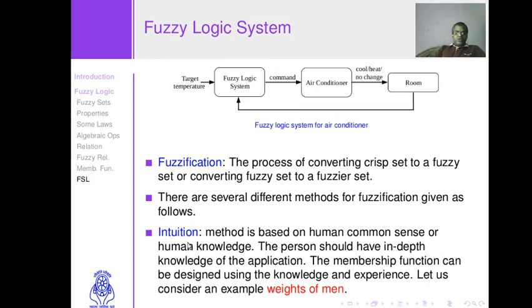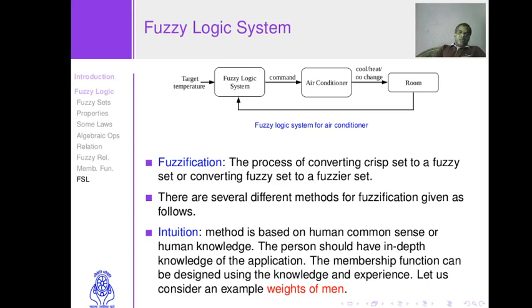One such method is intuition. That is, we convert crisp values to fuzzy values based on our intuition. Here by intuition we mean knowledge. The knowledge we have, which is known as human common sense, is used to decide whether a particular crisp value, in the case of an air conditioner a particular temperature, is low or high or normal. Low, high and normal are the fuzzy quantities.